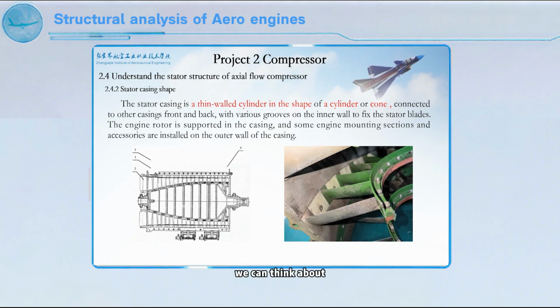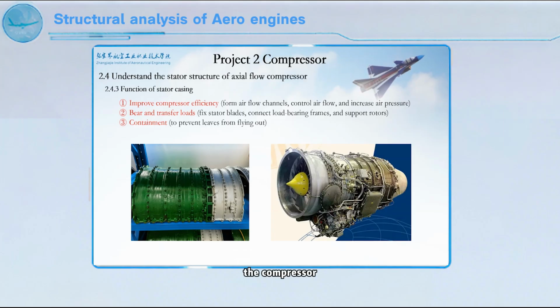We can think about what the role of the compressor stator casing is. The compressor stator casing has the following three functions. First, it forms an airflow channel to improve the efficiency of the compressor. Second, the stator casing fixes the stator blades and supports the rotor, and plays a role in bearing and transmitting loads. Third, the casing is containing and can prevent broken blades from flying out and destroying the aerodynamic layout of the aircraft.